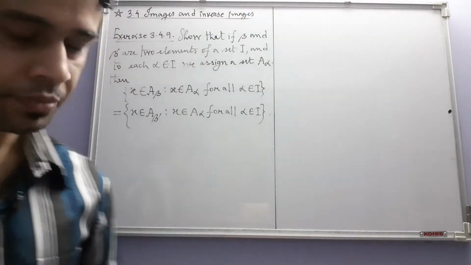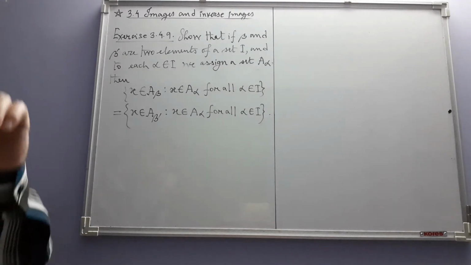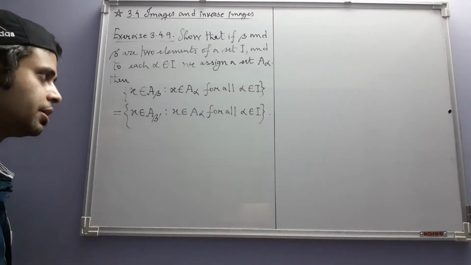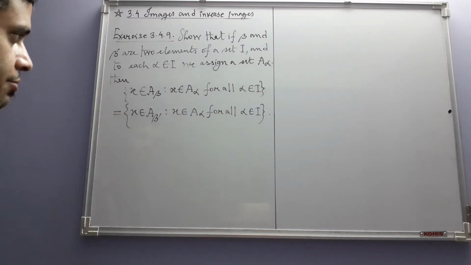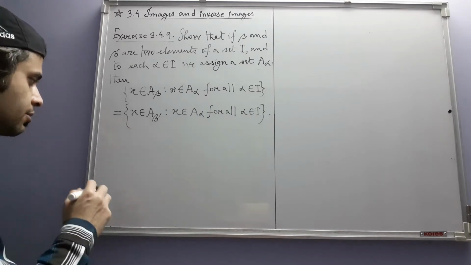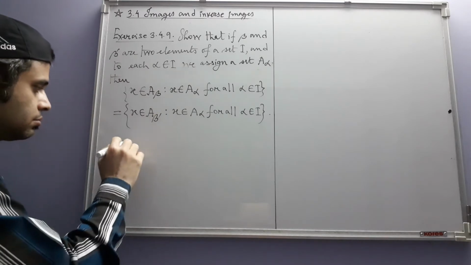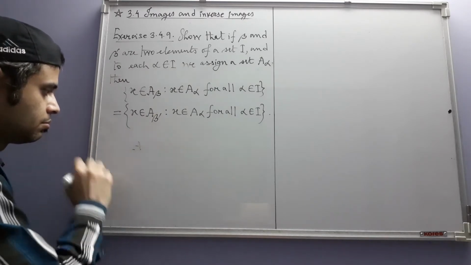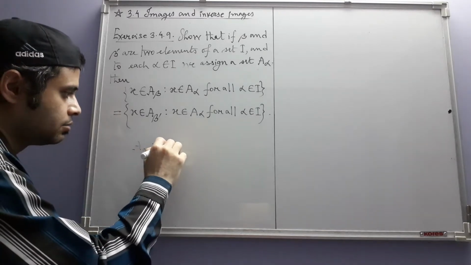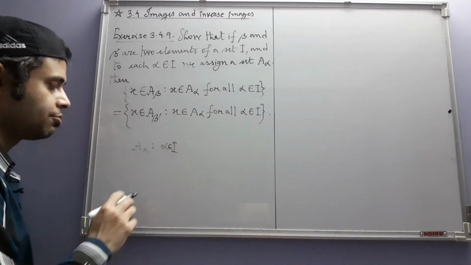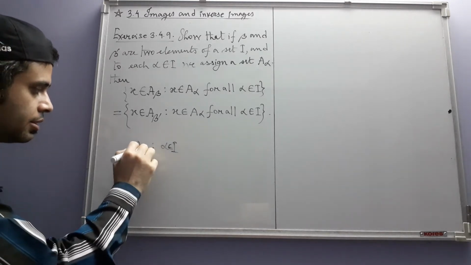Okay, so we now look at the ninth exercise. If you recall, when we defined arbitrary intersection of a non-empty family of sets, there we came across the point that, okay, let me just put it like this. Say there is a set I, and for each element alpha in I, there is a set A alpha.